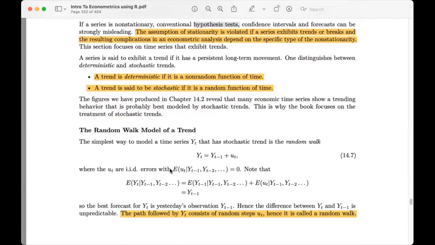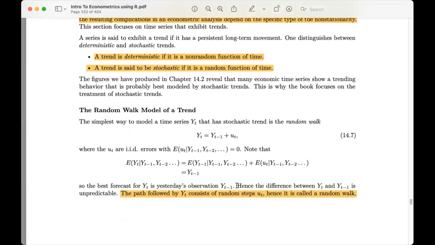It gives an example of a random walk model of a trend. The simplest model of a time series YT that has a stochastic trend is a random walk. YT depends on the previous value of YT plus an error term, where the error term is IID with the zero conditional mean satisfied, wherein the expected value of YT given the lag of YT is equal to the first lag of YT. So basically it's saying that the best forecast for YT is yesterday's observation, that is YT minus one.